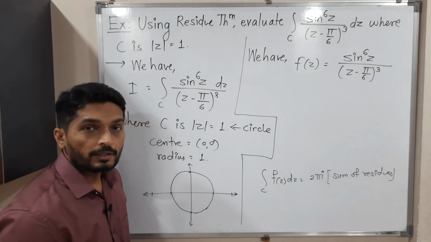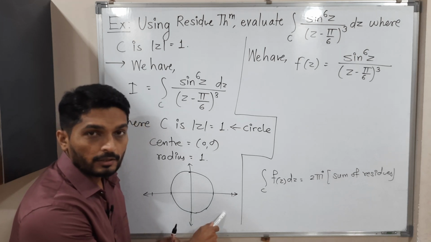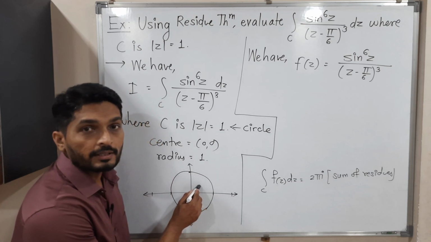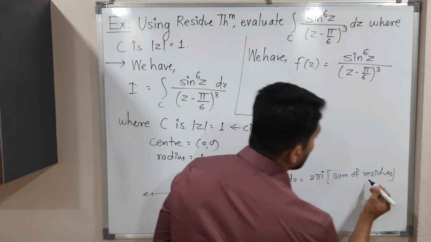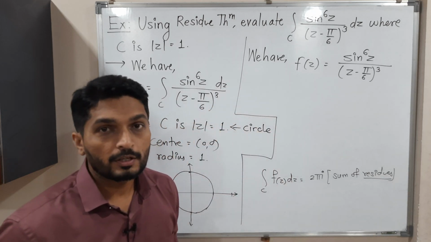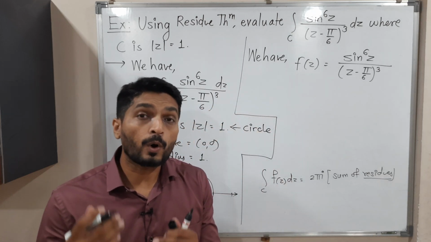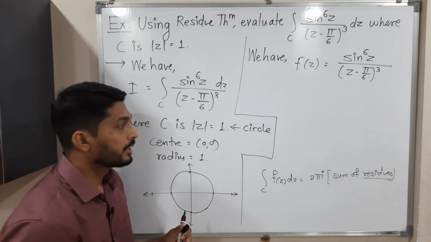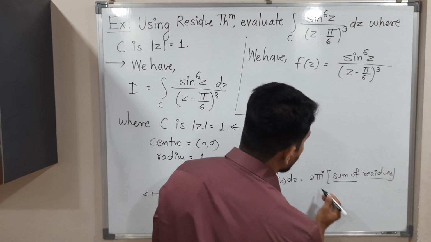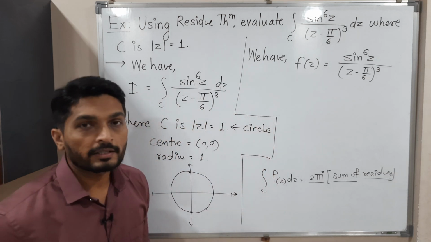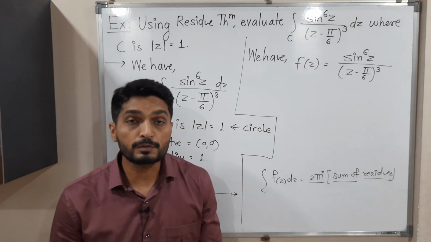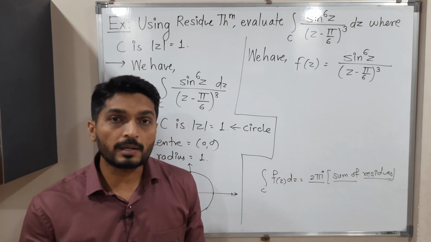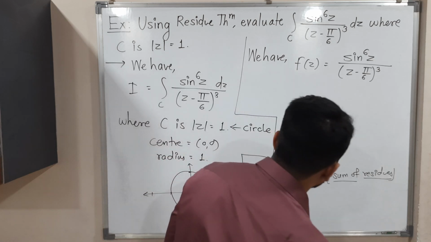Okay. So if any point lies outside, no need to worry. No need to calculate any residue at that point. But see, if any point lies inside C, then we have to calculate the residue at that point. We have to find the residue at all singular points which are lying inside this curve C. Then we take the sum of all such residues, multiply by 2 pi i and then we get the value of that integration. That means we get the value of the integration with the help of residues. So the same method we are going to follow here, right?